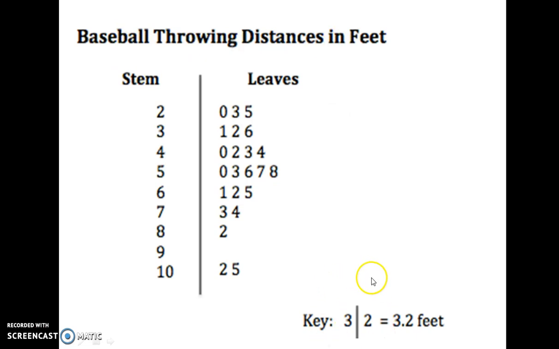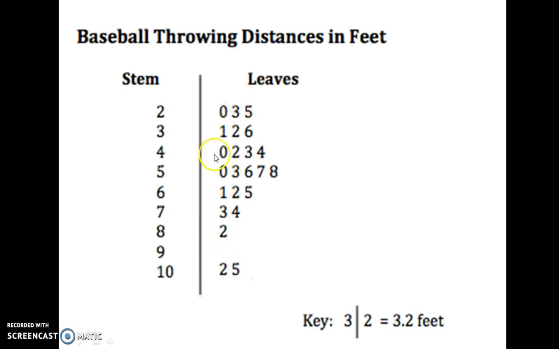A stem and leaf plot should always include a key. In this key, we see a 3, line 2. That means a stem of 3 and a leaf of 2 represents 3.2 feet. So now if you look at our data, for example, the shortest baseball thrown here was 2.0 feet. The longest one was 10.5 feet.